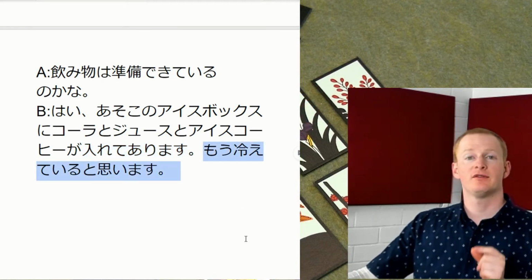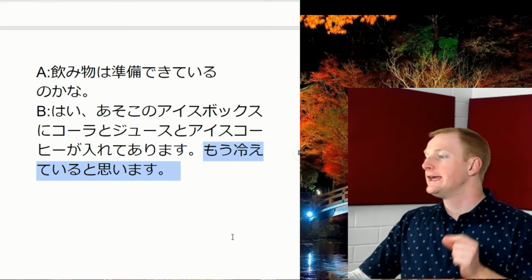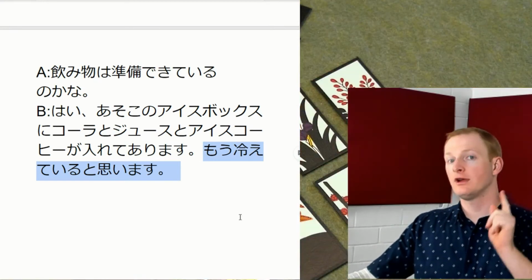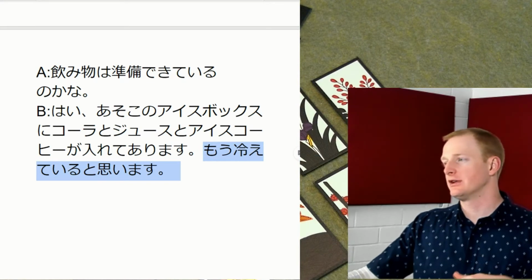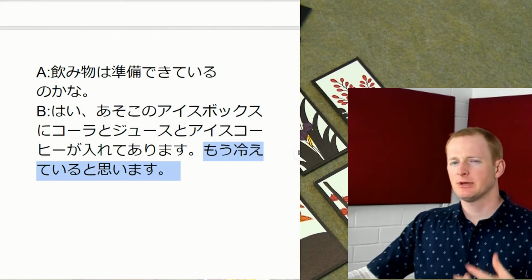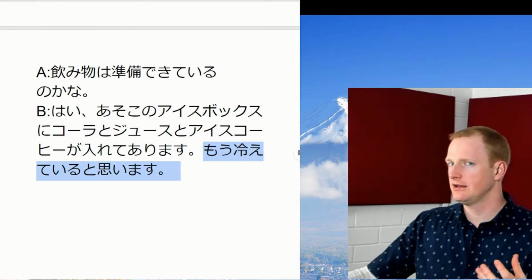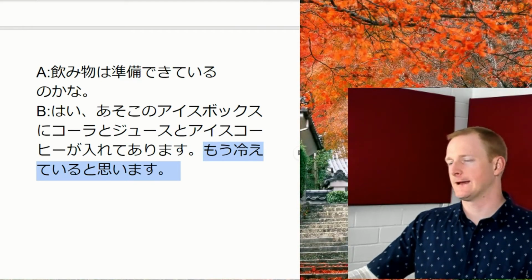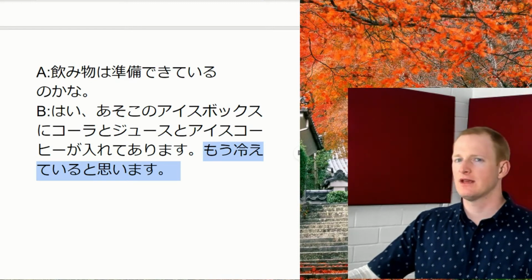So you can see we get a bit of a confirmation here. Mo hieteiru to omoimasu, right? So they're already chilled. They're already in a state of being chilled. Now you can't really use aru here because you can't really do the chilling. So you can't really prepare that for the future. That's kind of the ice is doing that. You can't really change that. So you have to say mo hieteiru.